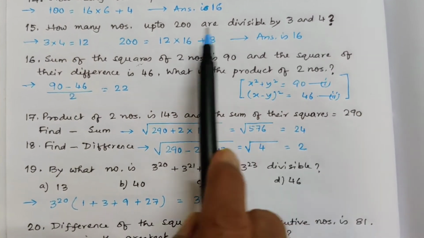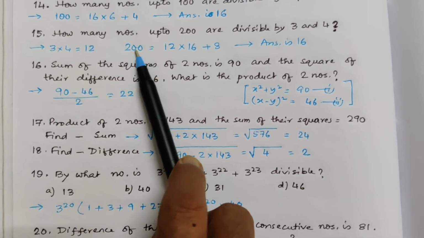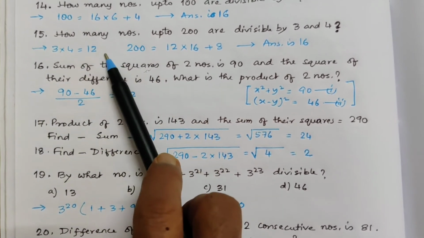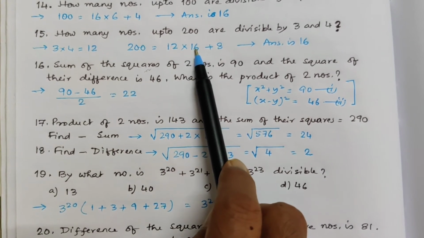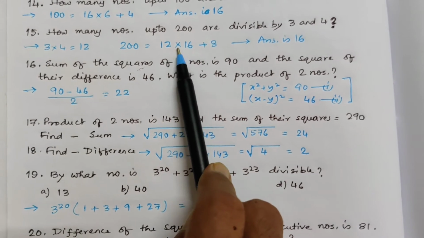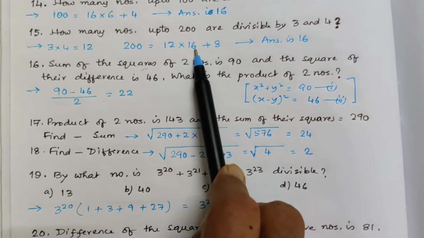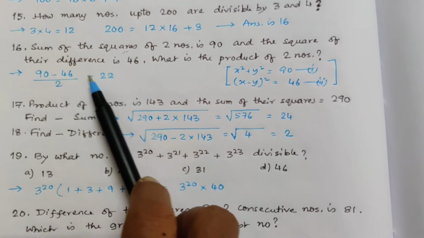How many numbers up to 200 are divisible by 3 and 4? 3 and 4, 3 into 4 first make it 12. Same way do it in case of 200. So 12 into 16 is equal to 192 plus 8. So that means again answer is 16.